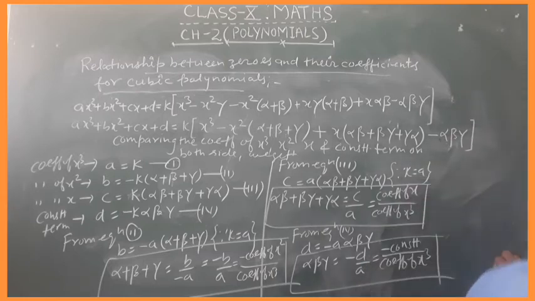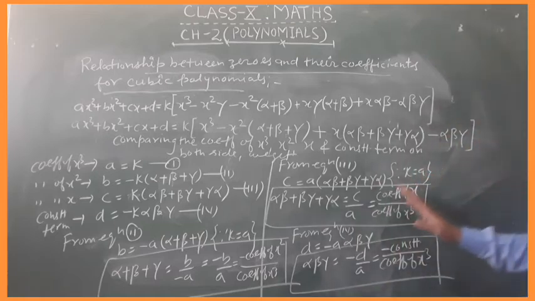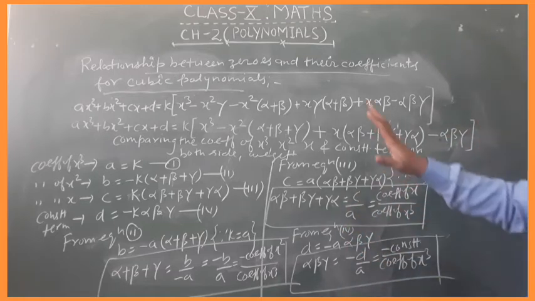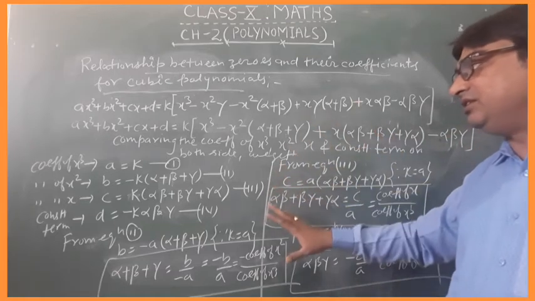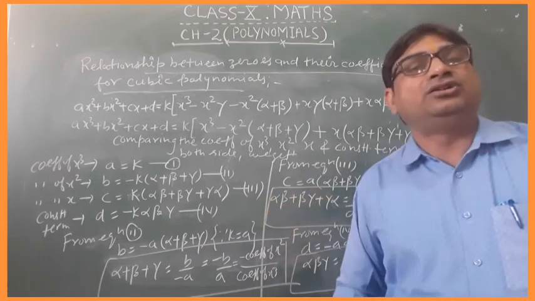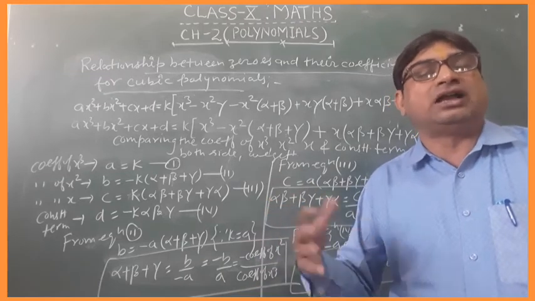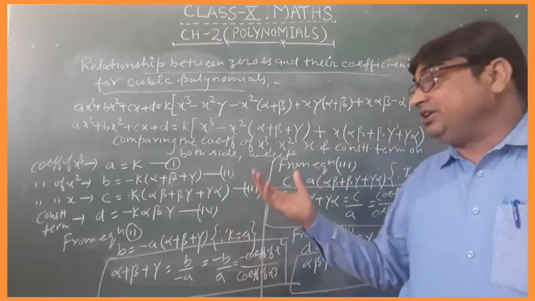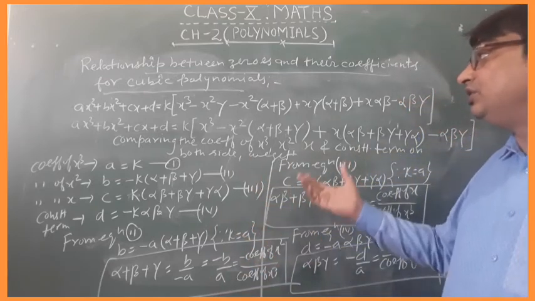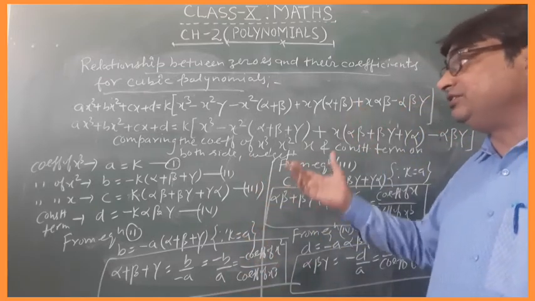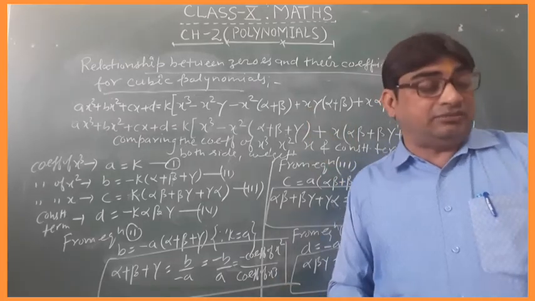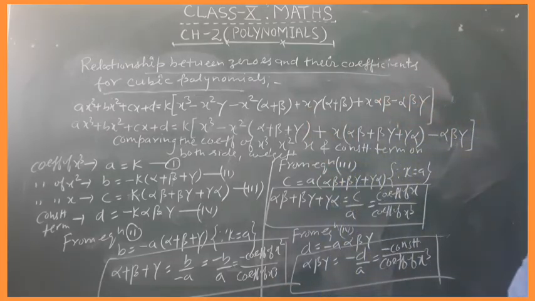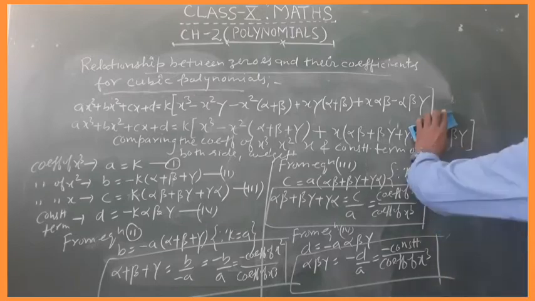If you multiply, then we get this relation. And from this relation, taking one example to show how you can verify the relation between zeros and their coefficients for a cubic polynomial. Then after, we take the example.